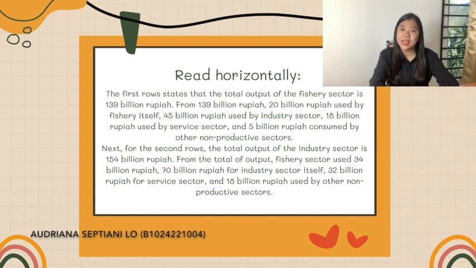Next, for the second row, the total output of the industry sector is 154 billion rupiah. From the total output, the fishery sector used 34 billion rupiah, 70 billion rupiah for the industry itself, 32 billion rupiah for the service sector, and 18 billion rupiah is used by other non-productive sectors.